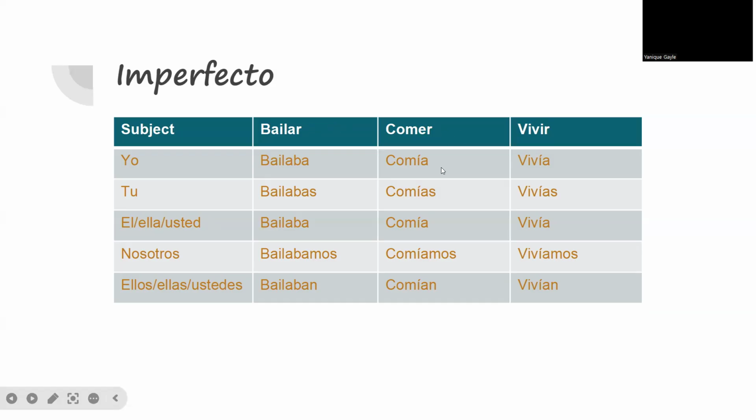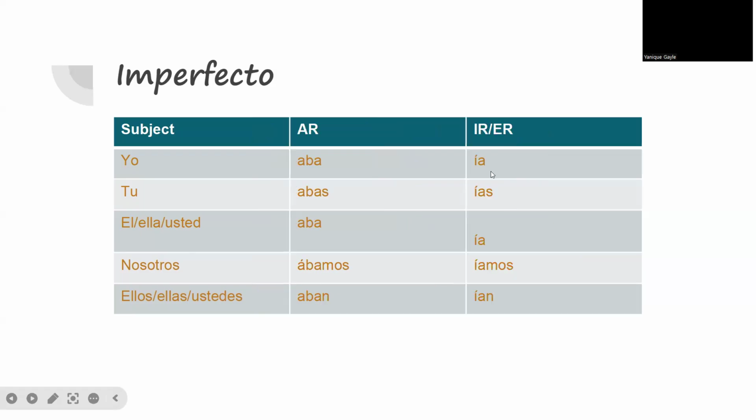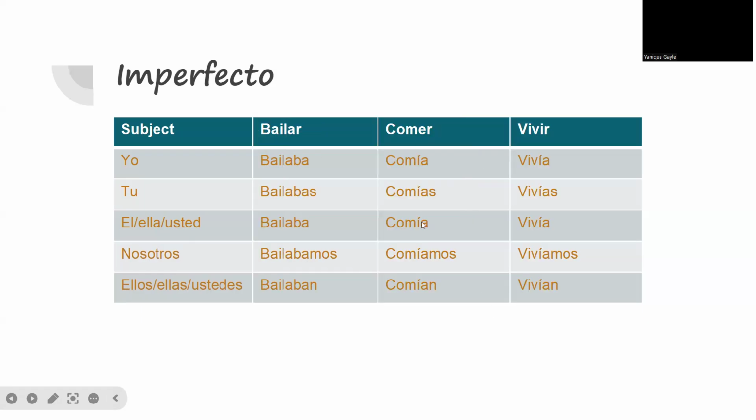Comer. Yo comía. I used to eat. Tú comías. You used to eat. Él, ella, usted comía. He, she, it used to eat. Nosotros comíamos. We used to eat. Ellos, ellas, ustedes comían. They used to eat. And we can go back and check the endings that I put to the verb comer. Comíamos. For vivir, we're going to add the same endings as the ER verbs.